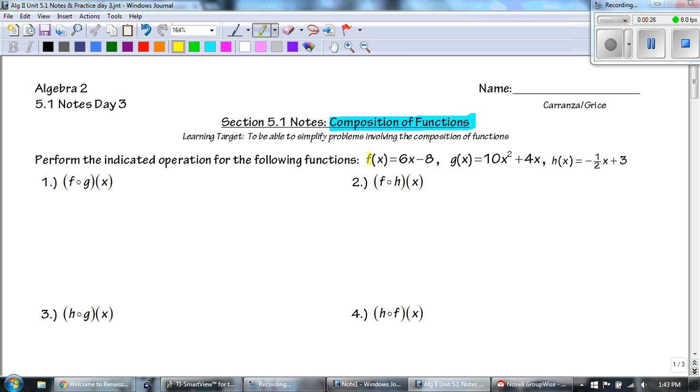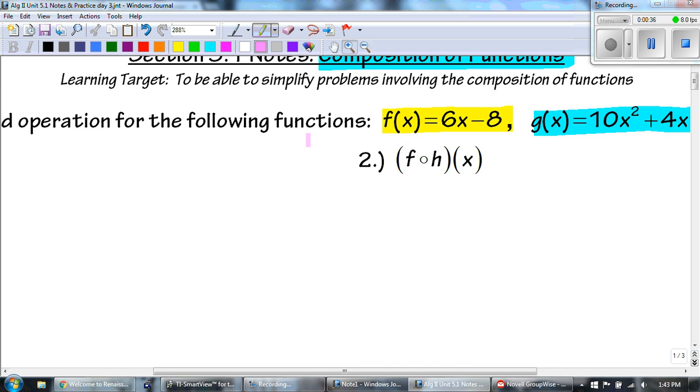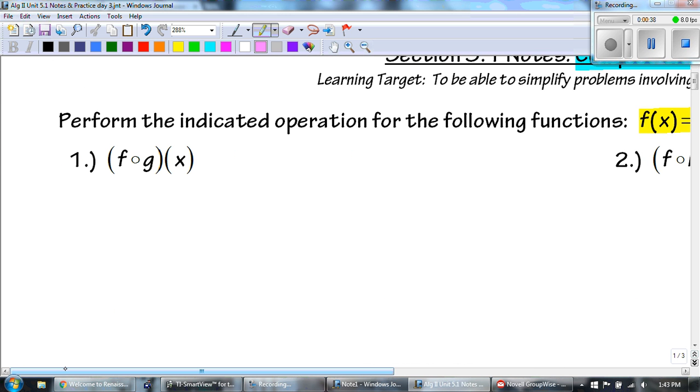All right, we've got three functions. We got f of x, we have g of x, and h of x. Now, what this is saying is that we have f of g of x. So what we want to do is start with whatever is first. So f of x is the 6x minus 8, okay?